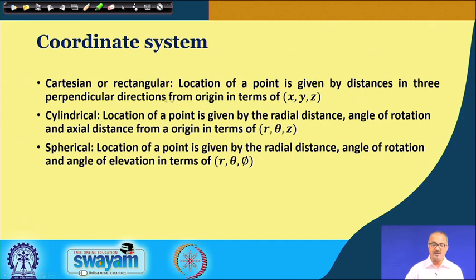In the Cartesian coordinates we have x, y, z, which are perpendicular to each other. In the cylindrical we have r, theta, z. R is the radial distance from some origin, theta is the angle of rotation, and z is the axial height. And lastly, we have the spherical coordinates. Here we have r, theta, phi. Theta again is the angle of rotation, while phi gives us the elevation.